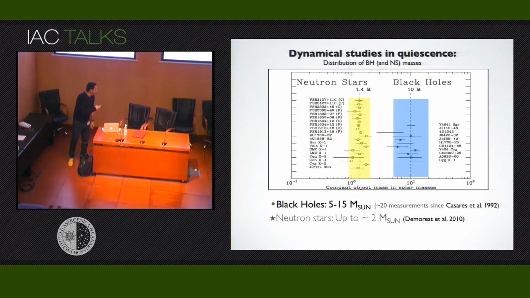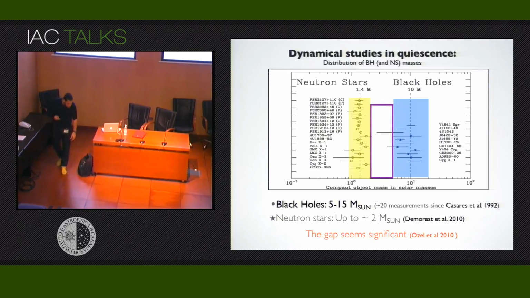And interestingly, there is a gap here in the distribution. Although the uncertainties that we have are large, this gap is significant. This tells us about, for instance, the supernova explosion models, and about the last stage of the evolution of very massive stars. So the study of the distributions of compact object masses is very interesting for different aspects of modern astrophysics. But today I'm not talking about this.